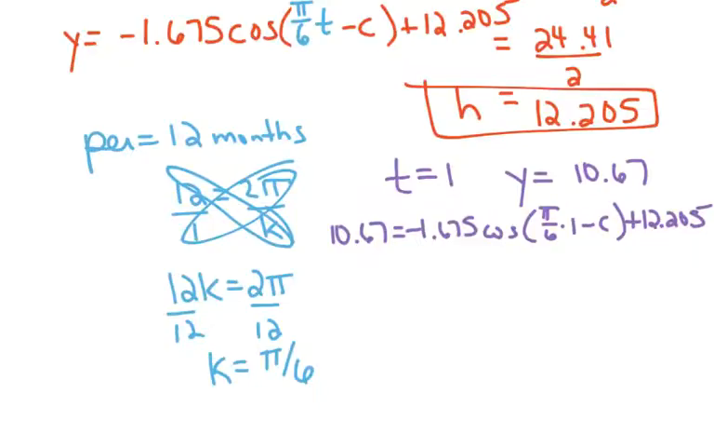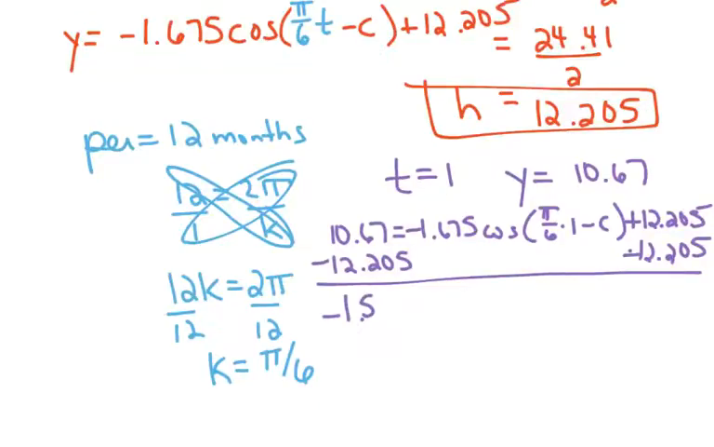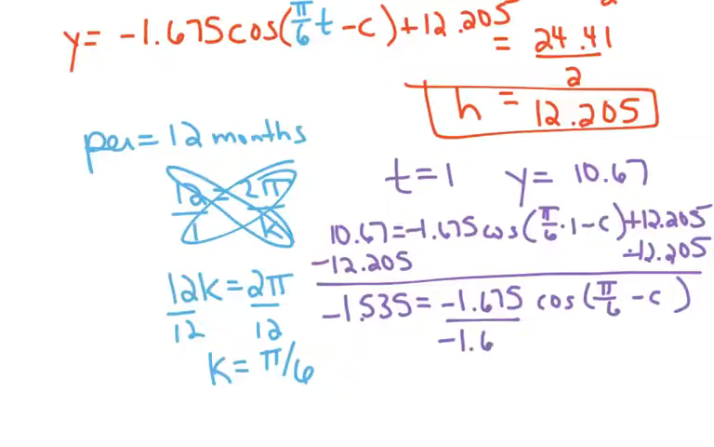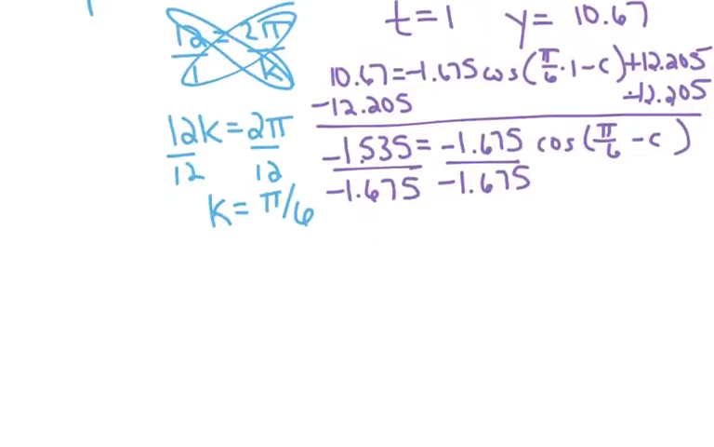So in order to solve this, the first thing I'm going to do is look for anything that I can add or subtract from both sides. Hey, look, I can subtract 12.205. And I get negative 1.535 is equal to negative 1.675 cosine of pi over 6 minus c. Then I look for anything I can multiply or divide. I can divide by negative 1.675. So this goes away, and I'm left with approximately 0.9164.